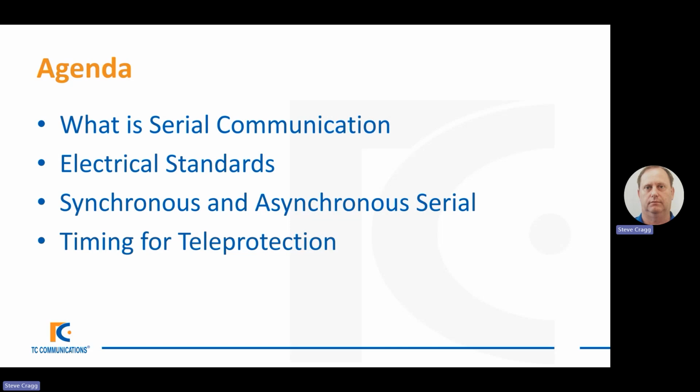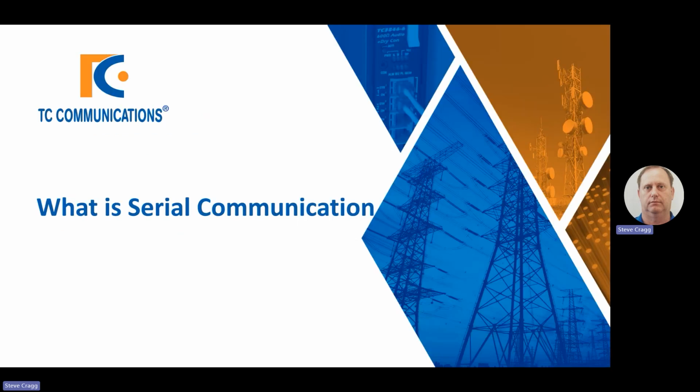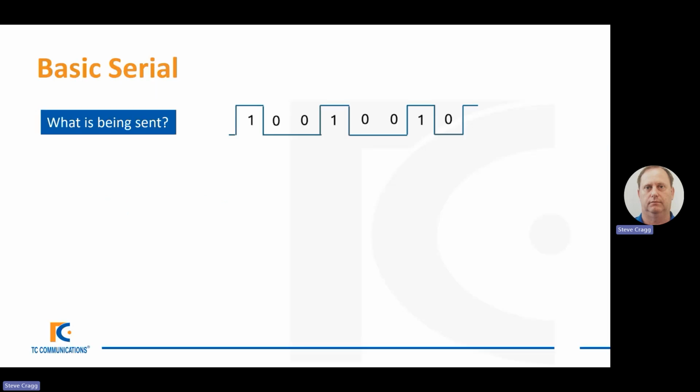So let's start with looking at what is actually serial communications. And there are any number of serial communications. But basically what it means is data is being sent sequentially across typically a means of communication. Could be fiber. In this case, we're going to be talking almost exclusively about serial communications over copper lines. You can see here it's just a series of ones and zeros.